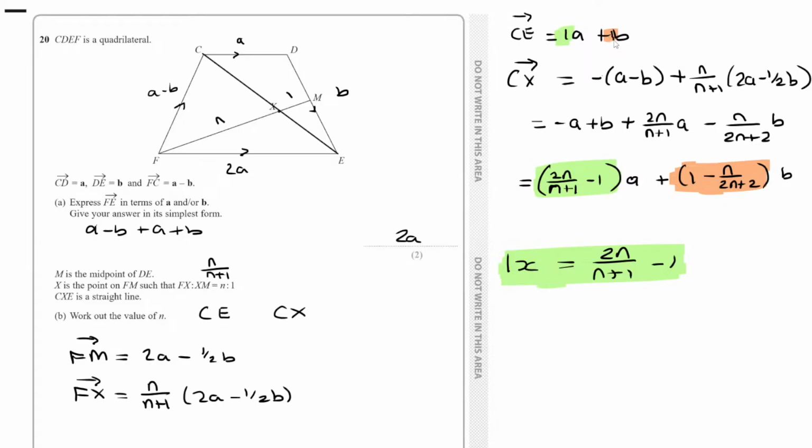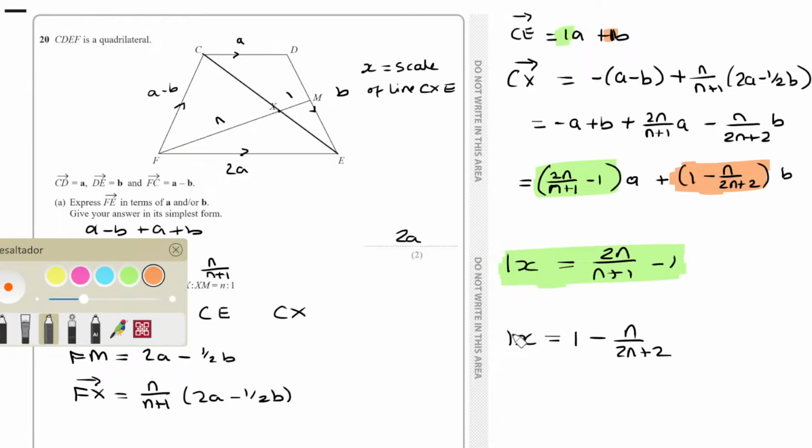This one is also technically a 1, isn't it? 1b. So again, multiply by your x scale. I'm going to write it here. x is, just so you know what that's referring to, the scale of line CXE. And then obviously the other side is 1 minus n over 2n plus 2. So these are my two equations.